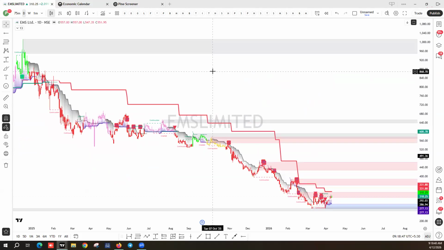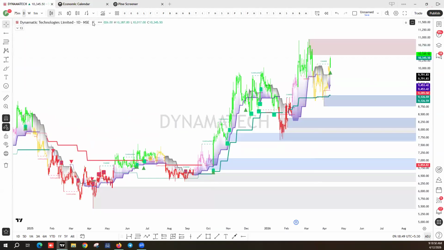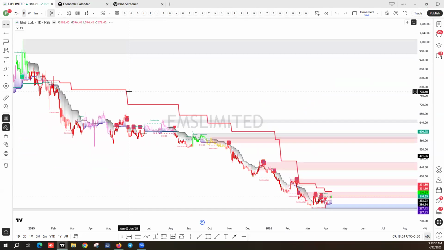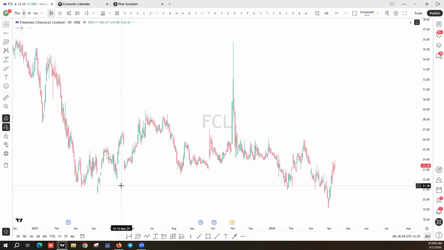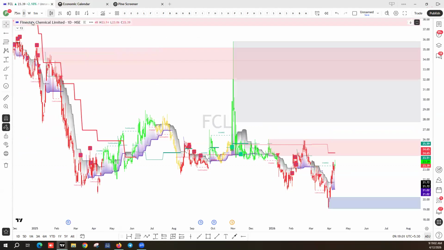Now, next is EMS, Dynamic. EMS is below the bias. So let this bias get broken. Then we'll look for retracement entry. Fine Otex. Fine Otex has a bearish bias. Let us wait and watch.